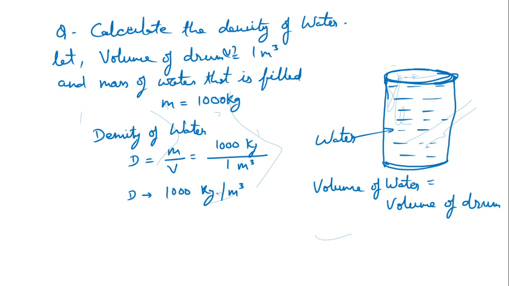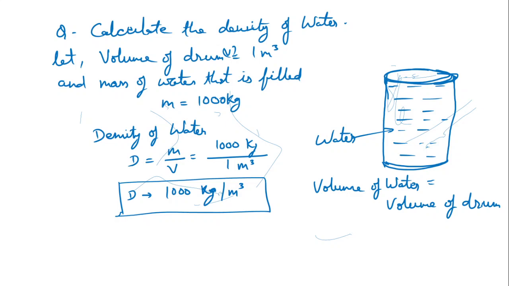Got it? Like this we can calculate density of any object, whether it is solid, liquid or gas. For solids we have to calculate the volume. For liquids we already know the property of the liquid, that they contain the volume and shape of the container in which they have been filled. And for gas, if some mass of the gas is filled inside a container, then the whole container's volume will be equal to the volume of the gas.